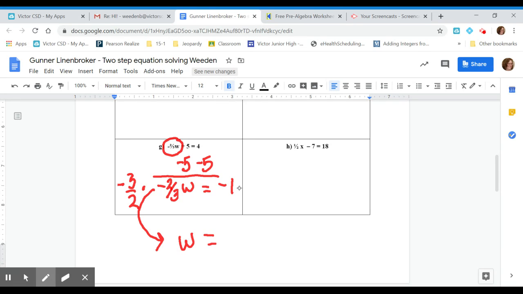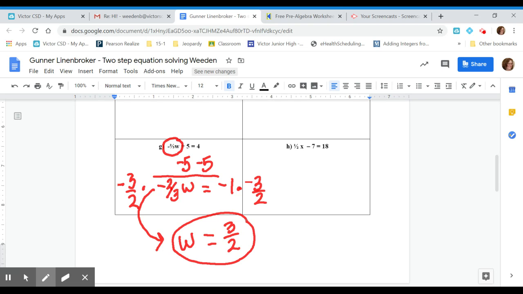So we need to multiply this side times -3/2 as well. So that's going to give us a +3/2. You can leave your answer like that, or you can write it as 1.5. Any form is fine as long as it's simplified. So 3/2 cannot be simplified anymore, so we can just leave it that way.